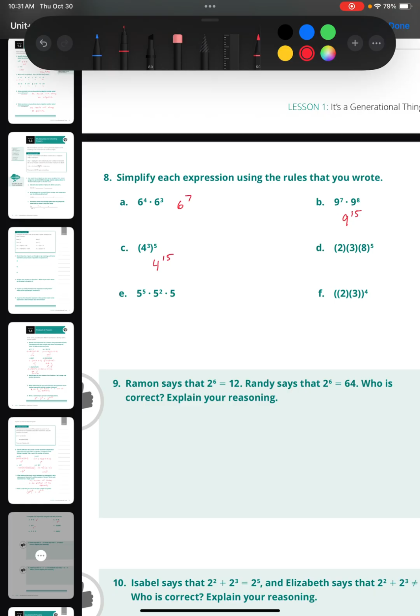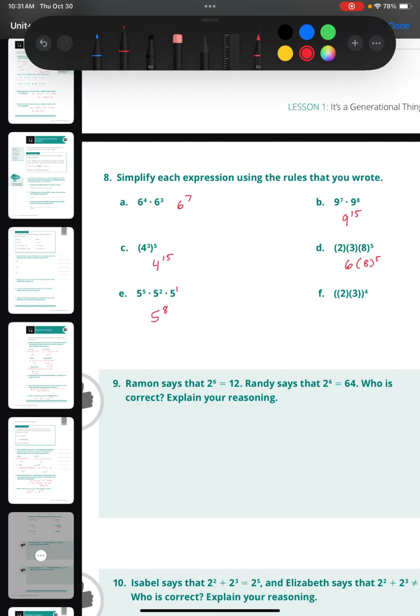Okay, and then D, those are not the same bases, 2, 3, and 8. So we can't add any exponents. The most we can do there is multiply 2 times 3 and get 6, and then times 8 to the 5th. So that's the simplest form without completely putting it in the calculator to get our final answer. That's just simplified. Now E is back like A and B. We've got the same base, 5, being multiplied together, so we need to add all our exponents. Key being, just don't forget this 5 has an exponent of 1. So 5 plus 2 is 7, plus 1 is 8. So this would be 5 to the 8th.